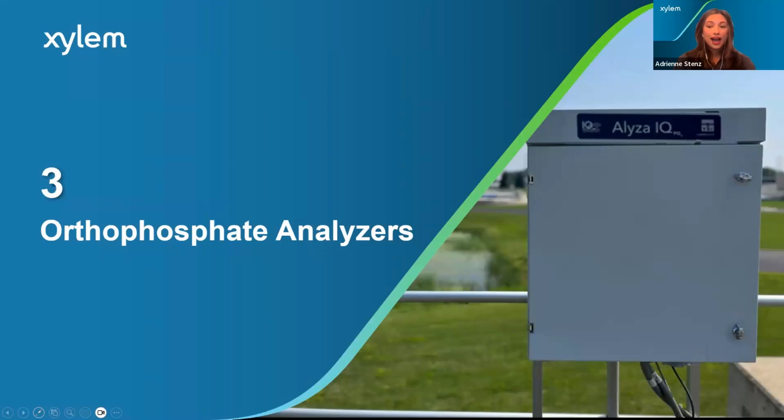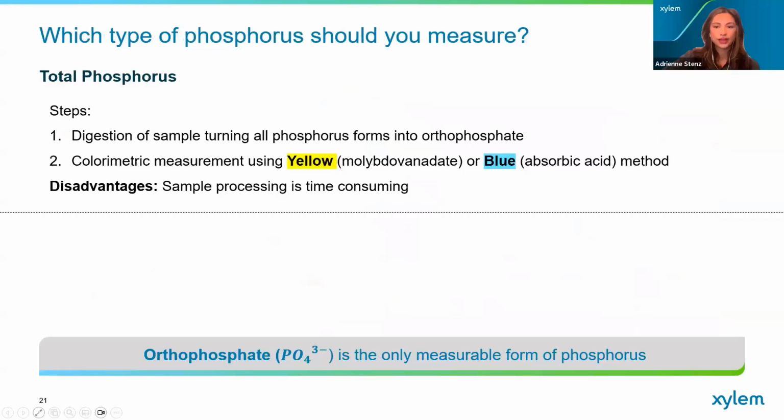All right, now that we know how phosphorus is removed from wastewater, let's talk a little bit about online analyzers for phosphorus. Starting with the difference between testing for orthophosphate and testing for total phosphorus. Orthophosphate, which is a single phosphate group by itself, is the only form of phosphorus that we can directly measure.